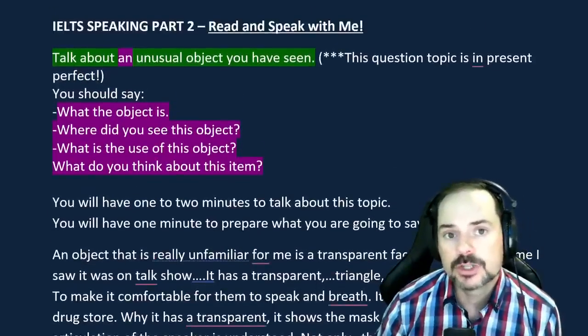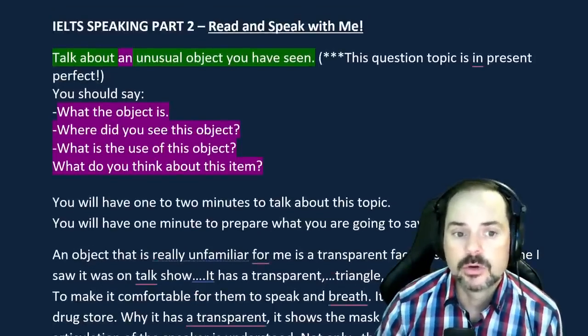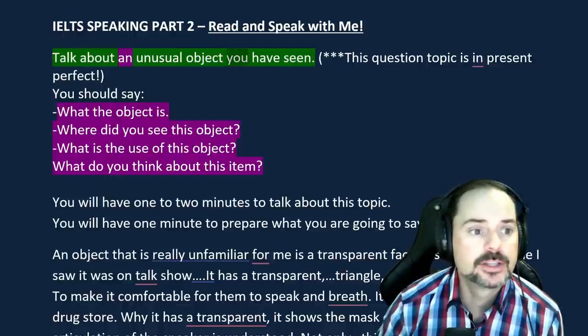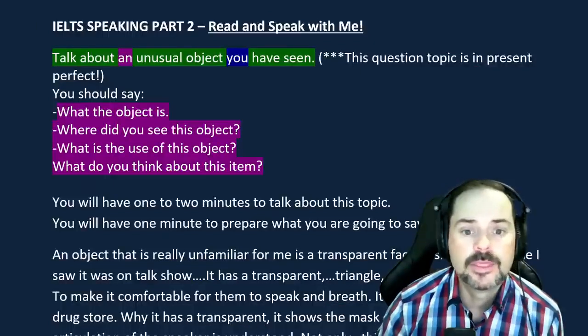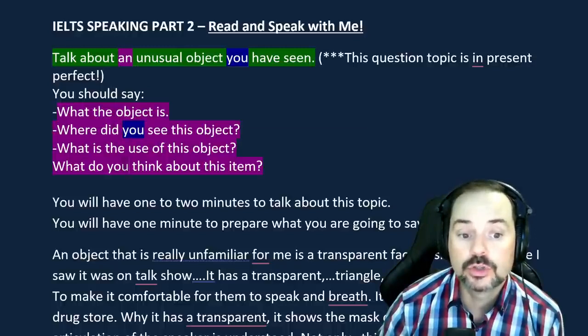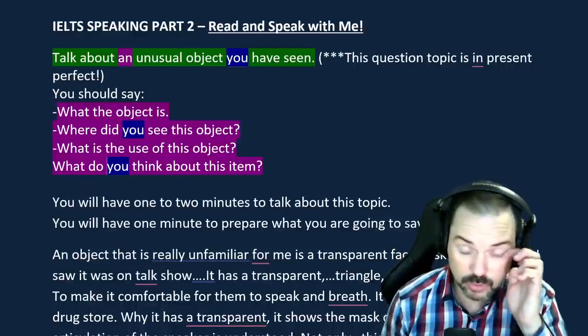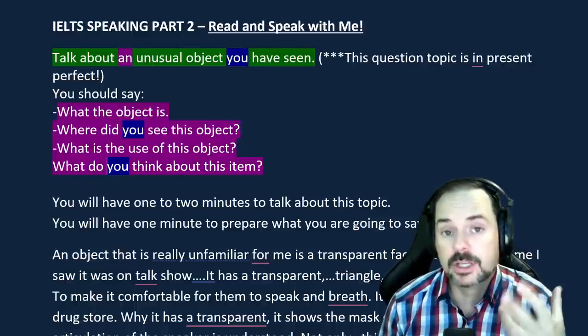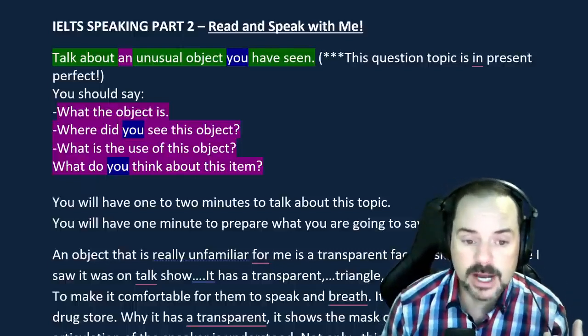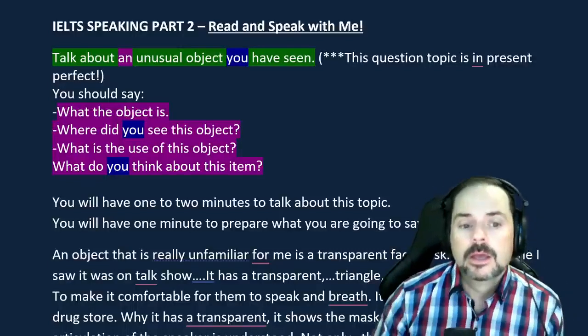Some cue cards are very personal. So this is a good example, because notice how it says, talk about an object, and I'm highlighting this for you, that you have seen. Where did you see this object? What is the use of this object? What do you think about this object? So in three of the parts, you have this you, and that's telling you that you need to use the I, me, my.